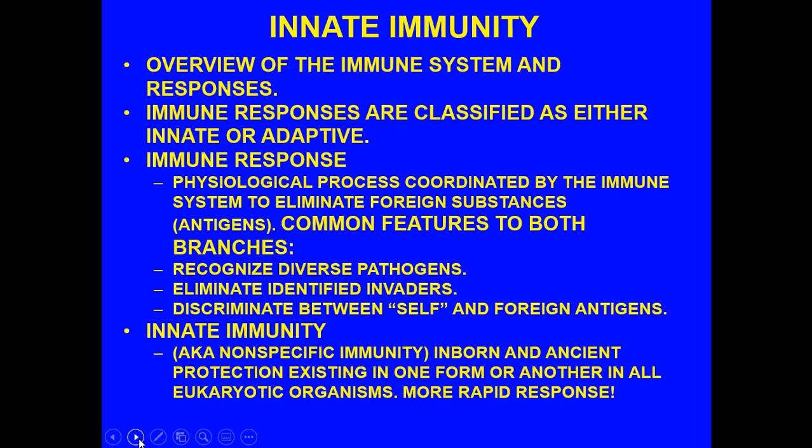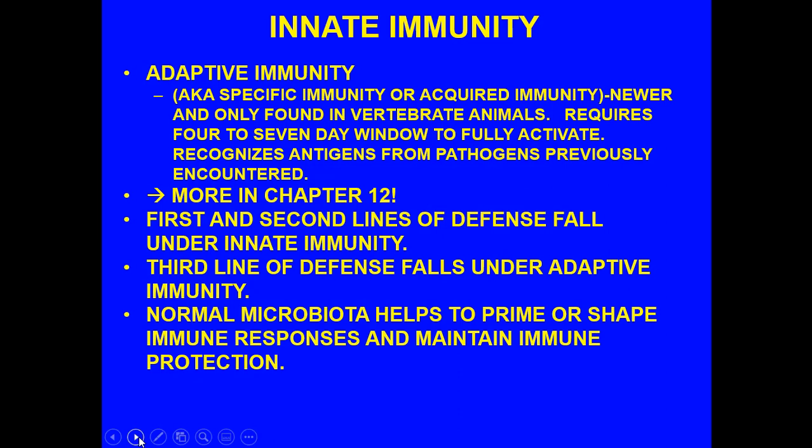We're going to talk about the innate immunity, also referred to as nonspecific immunity. This is an inborn and ancient protection that exists in one form or another in all eukaryotic organisms. It is the more rapid response to a pathogen invader, etc. Now, the difference from that with adaptive immunity, otherwise known as specific immunity or acquired immunity, is that this type of immunity is a newer response and it's only found in vertebrate animals. Okay, so that's really a clear difference here. Before you had all the eukaryotes, now you just have vertebrate animals.